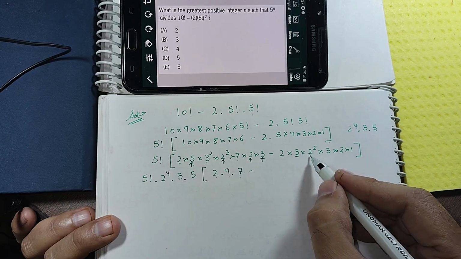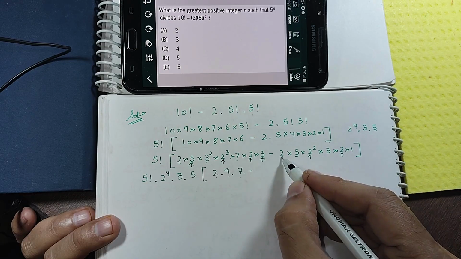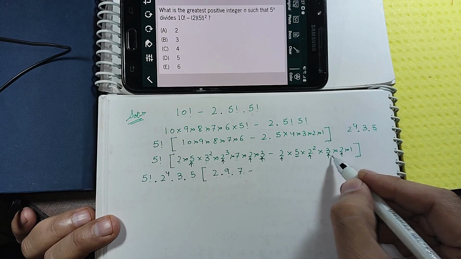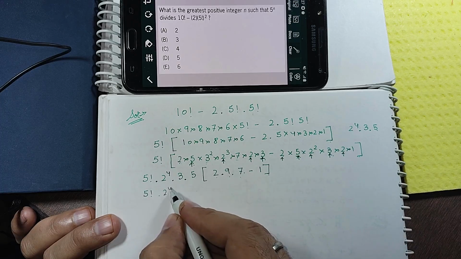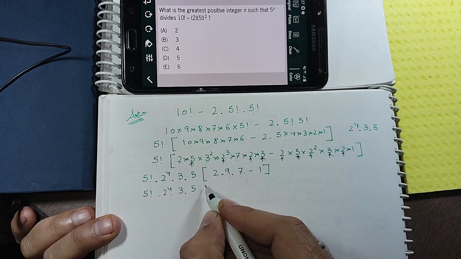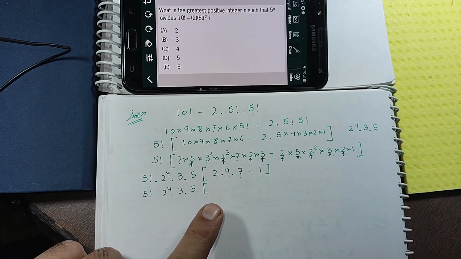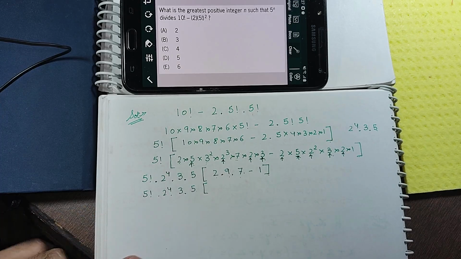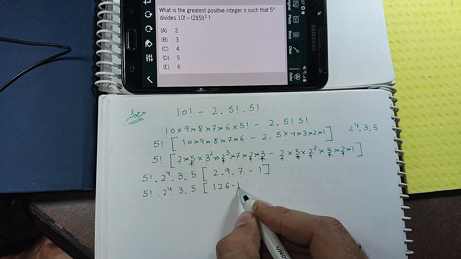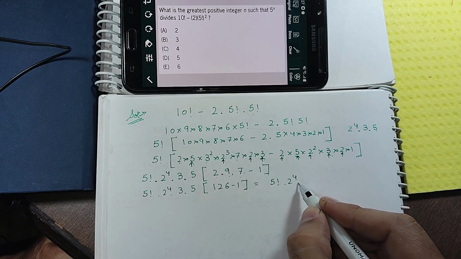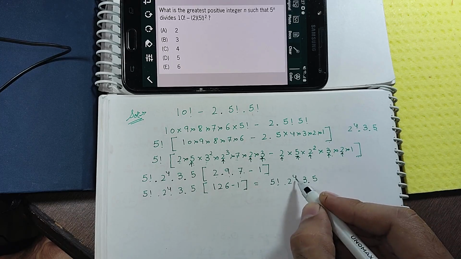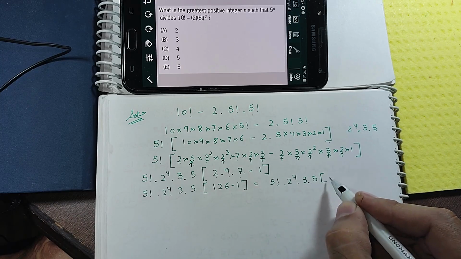Now here 2 raised to power 4 means this and this I have taken common, and one 3 taken common and one 5. So I will be left with only 1. So 5 factorial, 2 raised to power 4, 3 and 5. So here it will be 9 times 7, which is 63. 63 into 2 is 126. 126 minus 1. So this is basically equal to 5 factorial dot 2 raised to power 4 dot 3 dot 5, and this is 125.